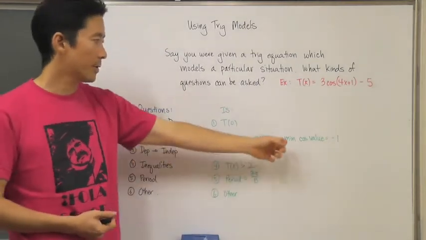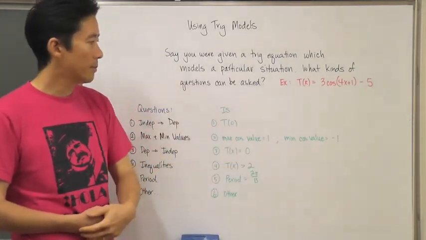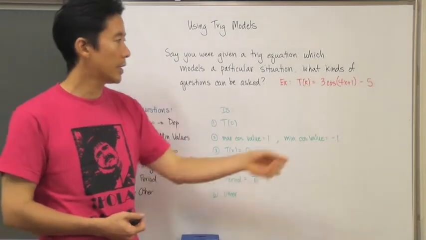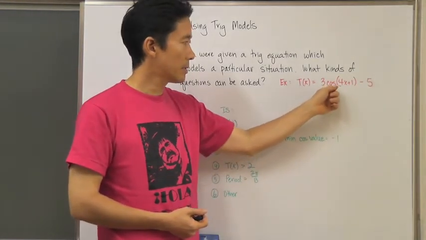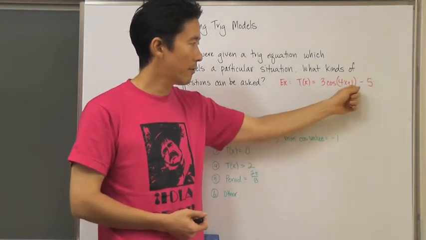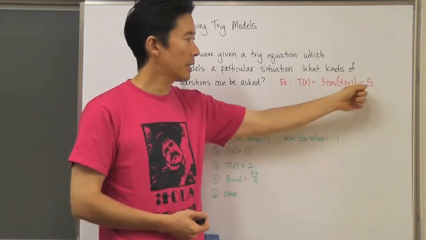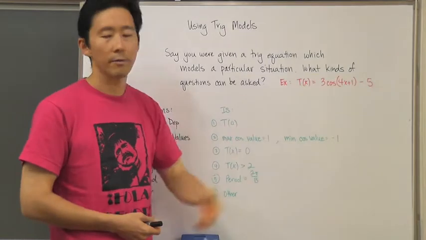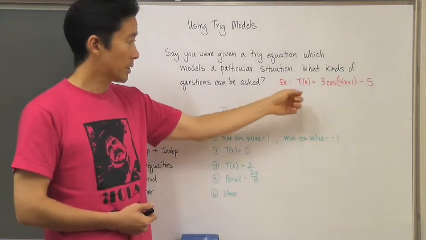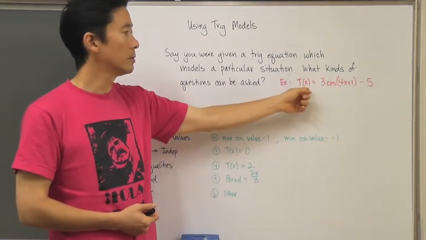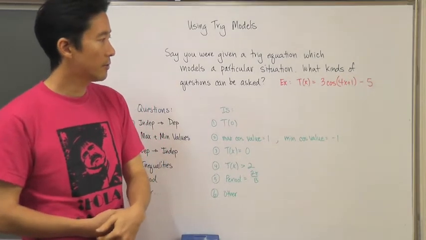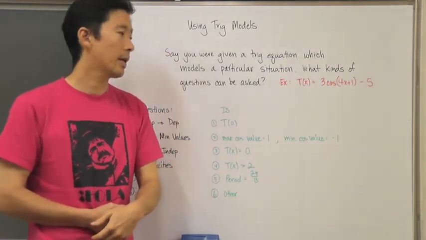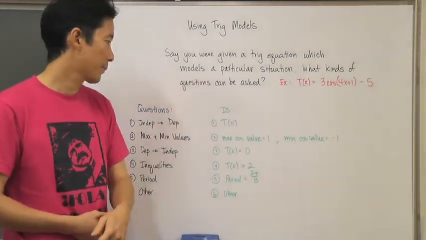Now, it's the same thing with the minimum cosine value. If the minimum cosine value is negative 1, then this would be 3 times negative 1, because that's the minimum value of cosine. That's going to be negative 8. So therefore, we know that the maximum for this particular model is going to be negative 2, and the minimum would be negative 8.